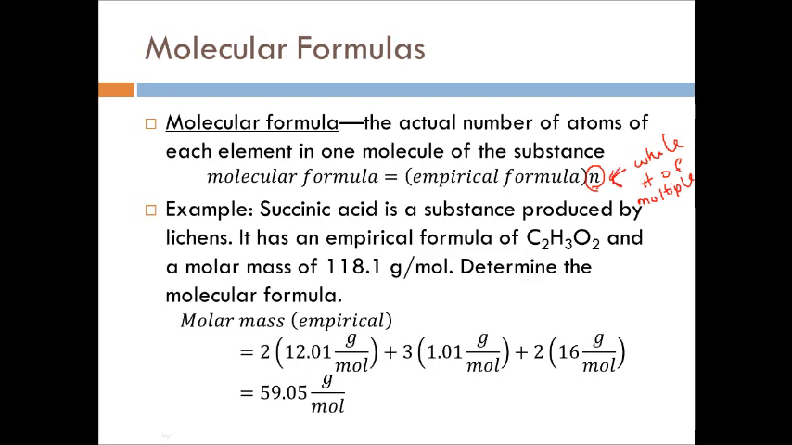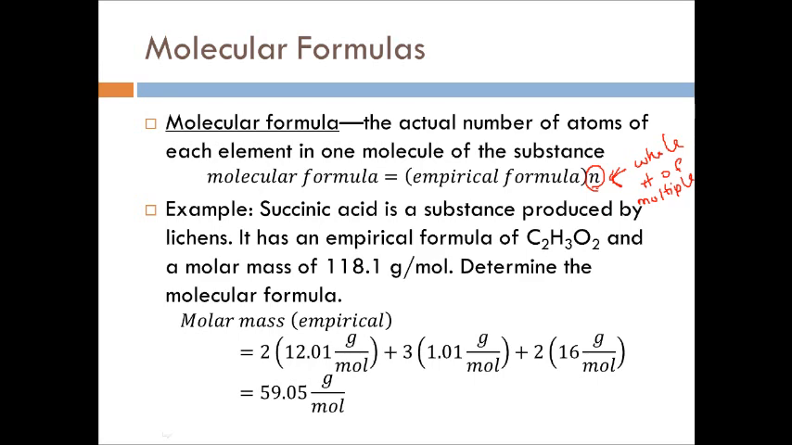In order to figure out the molecular formula, you have to either figure out the empirical formula or be told the empirical formula, and you also have to be told the molar mass. Those two pieces of information you need to solve for the molecular formula. So let's look at the example.